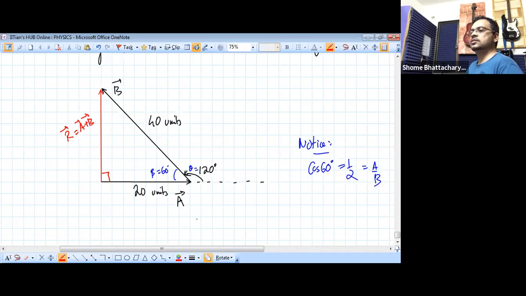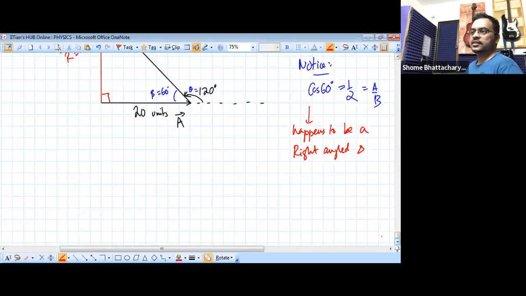So using this, this just happens to be a right angle triangle. Because these values are 20 and 40 and that angle is 120, it just so happens that here I can get away with simple logic: this is going to be a 30-60-90 triangle and alpha is 90 degrees.